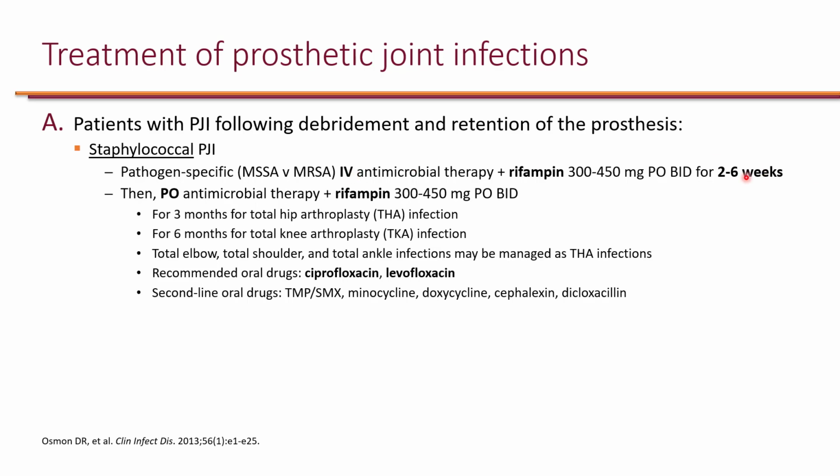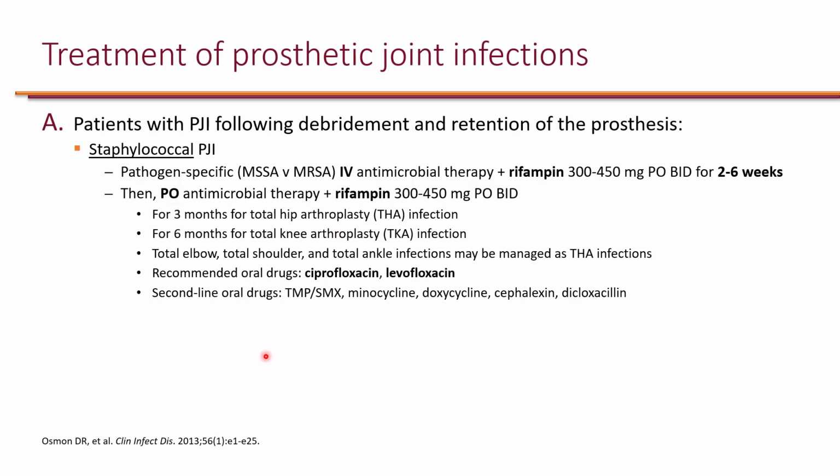And then once the 2 to 6 weeks, and the 2 to 6 weeks is decided based on how the patient progresses, we can trend CRP, C-reactive protein, and based on the patient's response, we can decide how many weeks is needed. But regardless, beyond the 6 weeks, the patient needs to be switched to oral antimicrobial therapy for a certain duration of time. And that depends on the type of arthroplasty that the patient receives. So either total hip arthroplasty or total knee arthroplasty. So the knee would require 6 months of oral antimicrobial therapy, whereas the hip would require 3 months.